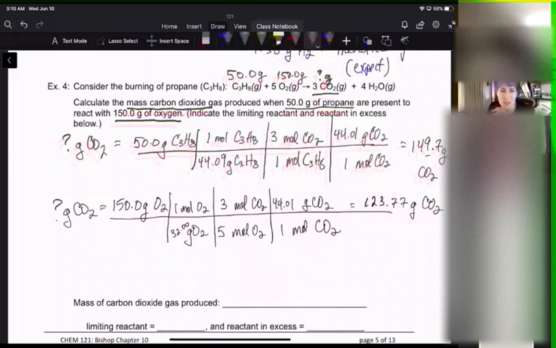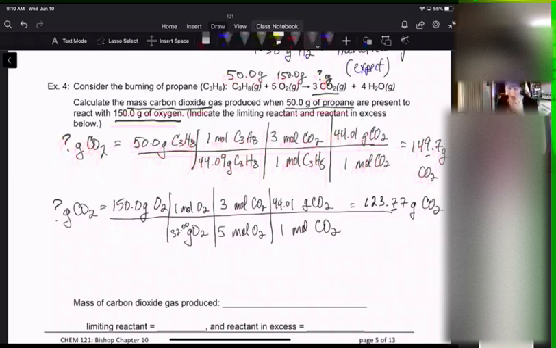Notice in the brown, we're starting with 150.0 grams of oxygen. That has 4 significant figures. So I'm going to underline the first 7, because if that is our final answer, then it has 4 significant figures. It's a little bit tricky.